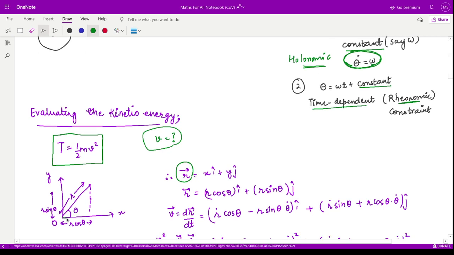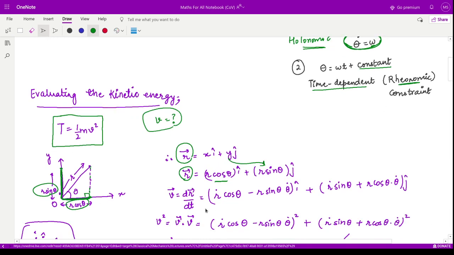Our x would be this distance from the origin. If you draw a perpendicular line onto the x-axis, this distance on the x-axis would be the distance x, and this would be equal to r cos theta, because this angle is 90 degrees, using trigonometry. And the y distance would be equal to r sin theta. So we have x as r cos theta and y as r sin theta. This is the position vector associated with the bead. Now we have to calculate the velocity, that means we have to differentiate this r with respect to time.